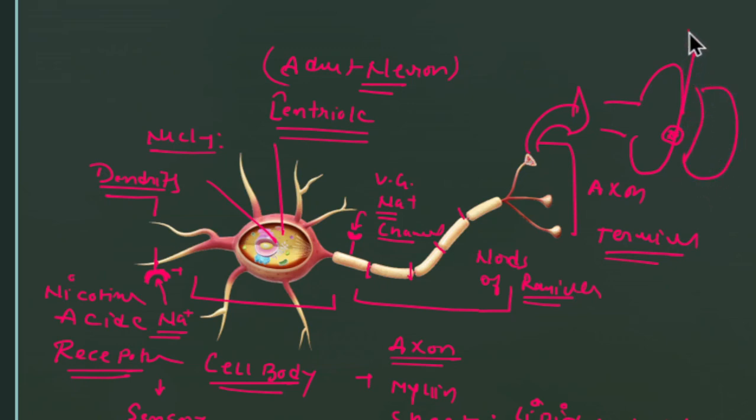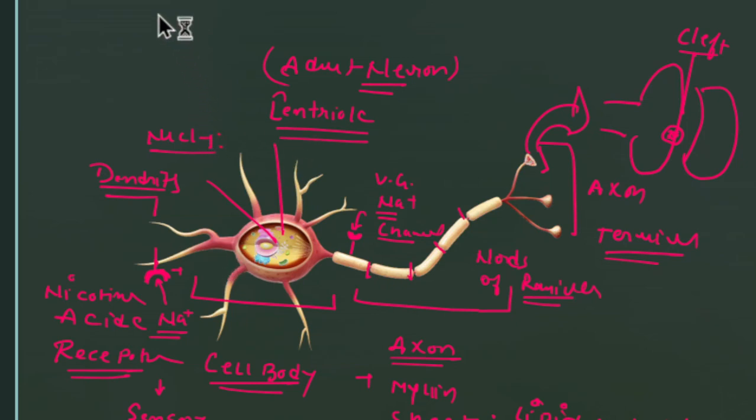This is the cleft between the presynaptic region, and another neuron, whose cell body or dendrite interacts with this region, is called the postsynaptic region. This region is important in action potential generating cells.